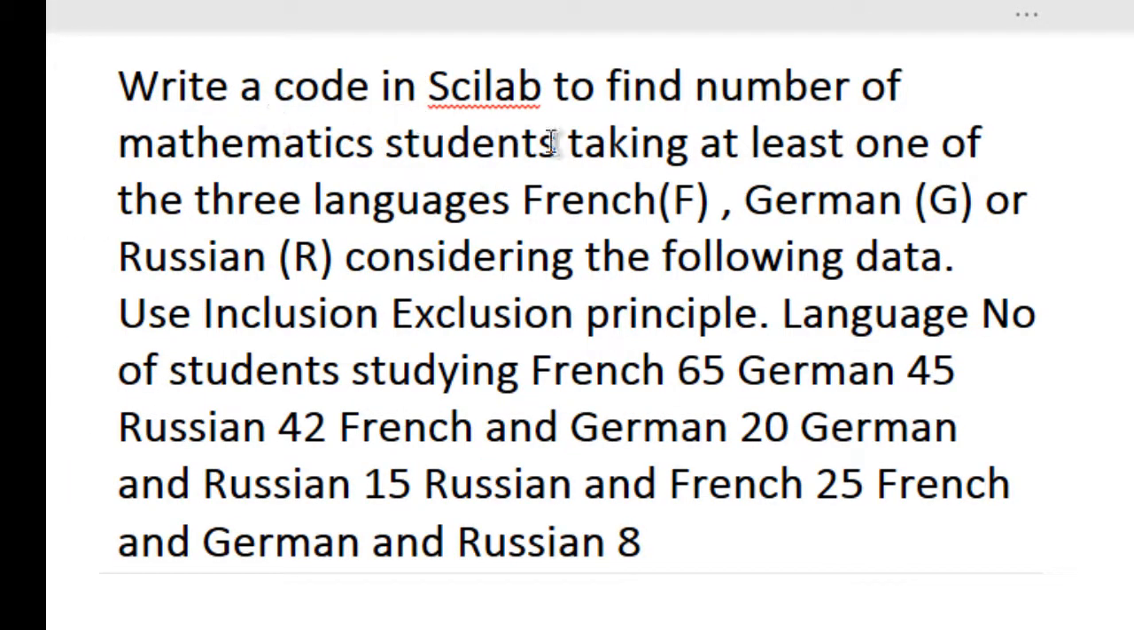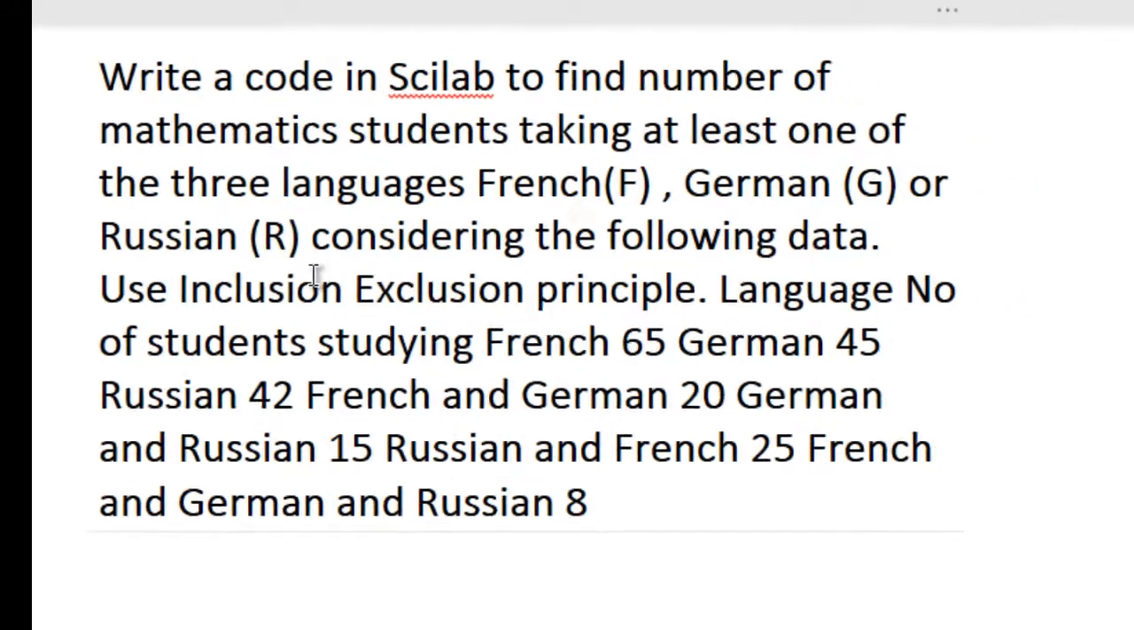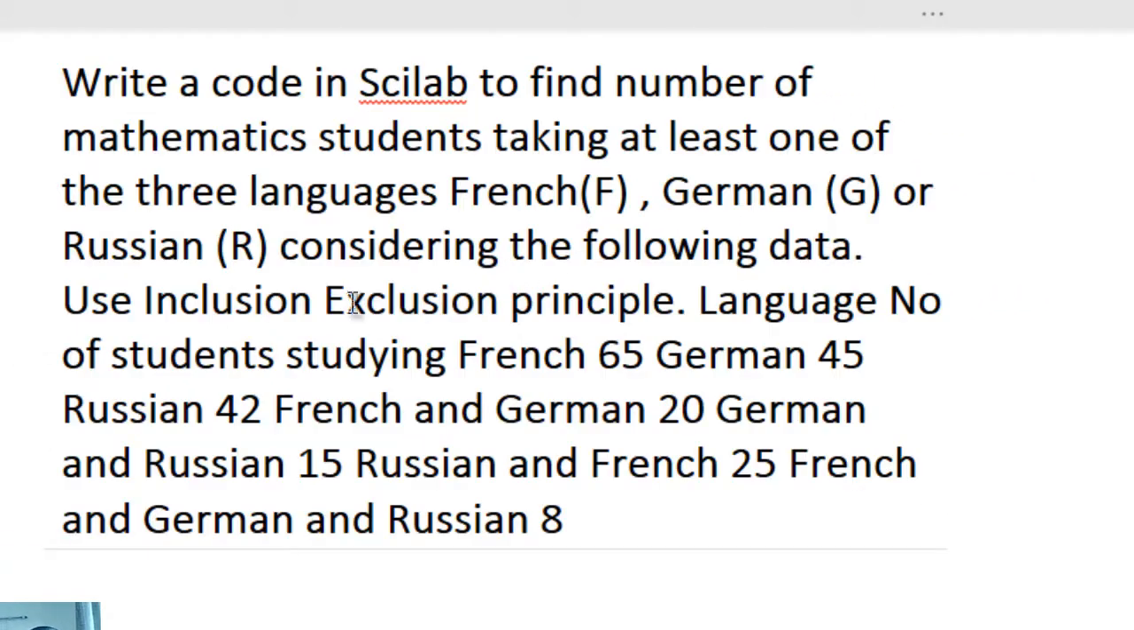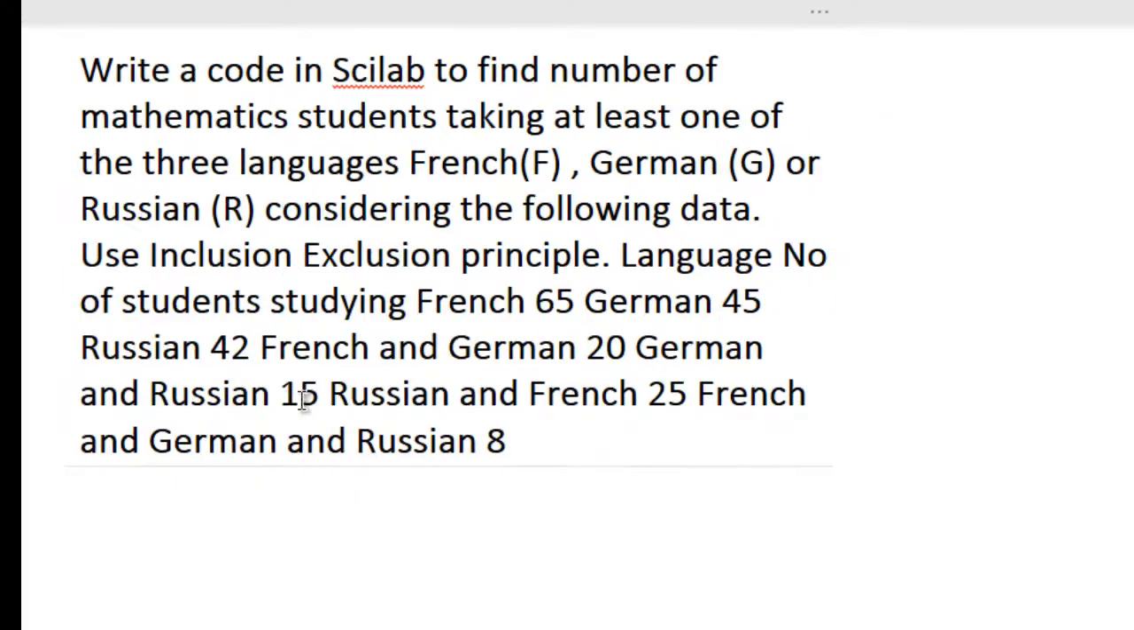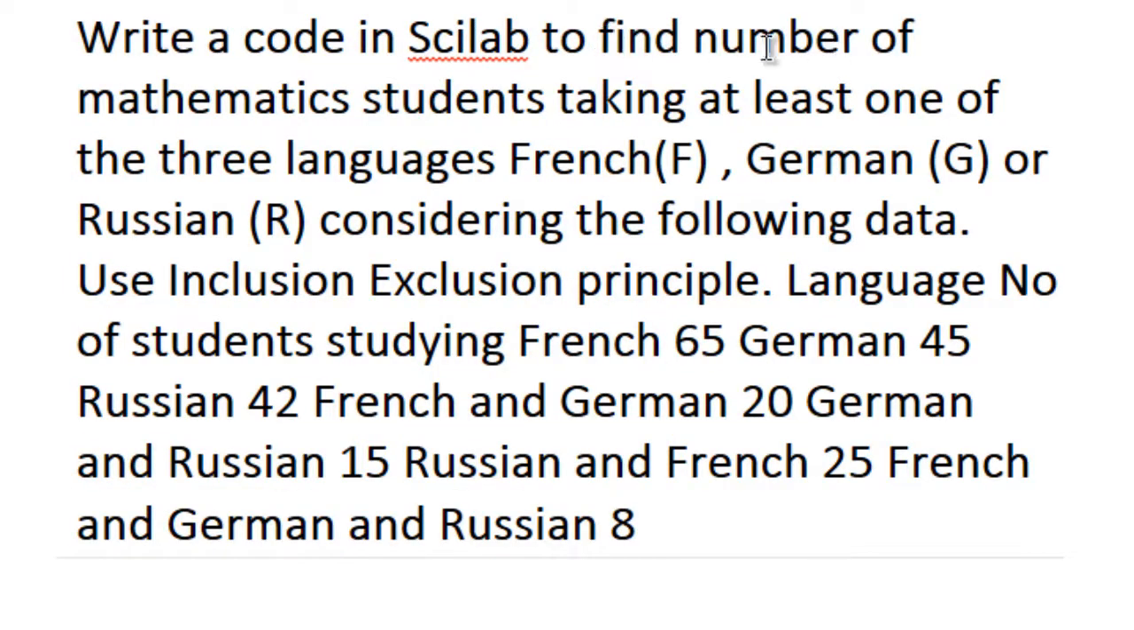Write a SciLab code to find out the number of mathematics students taking at least one of the three languages, that is French, German and Russian. Considering the following data, use the principle of inclusion and exclusion. The number of students studying French is 65, German is 45, Russian 42, French and German 20, Russian 15. Our question is to find the number of mathematics students taking at least one of the three languages. That means we have to find out the union of these three.